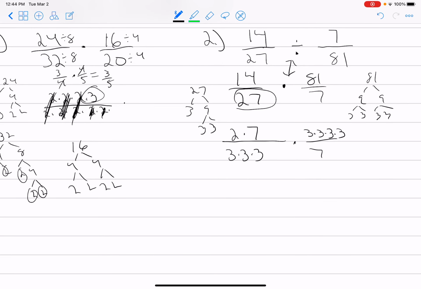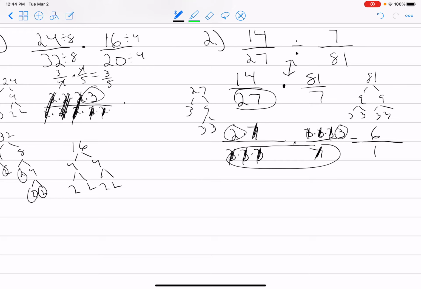I'm seeing once I factor, oh, okay, now I start canceling. 7 and 7 cancel. You're always canceling top and bottom. 3 and 3 cancel, top and bottom. What am I left with on top? I'm left with a 2 times a 3, which is 6. I'm left with nothing on the bottom, so it's just 6 over 1.